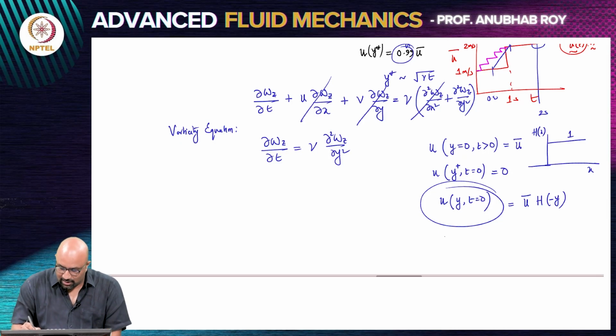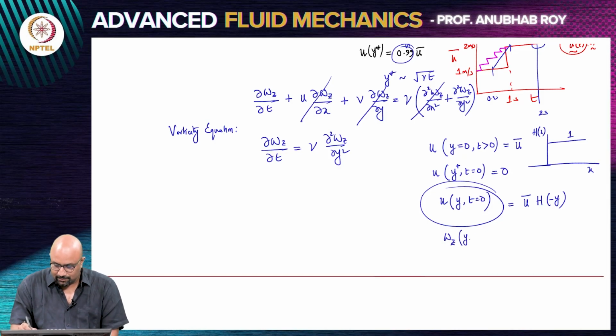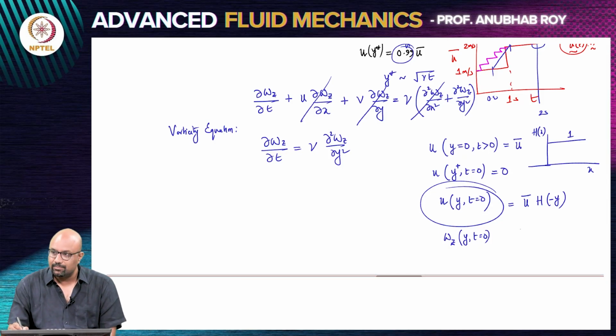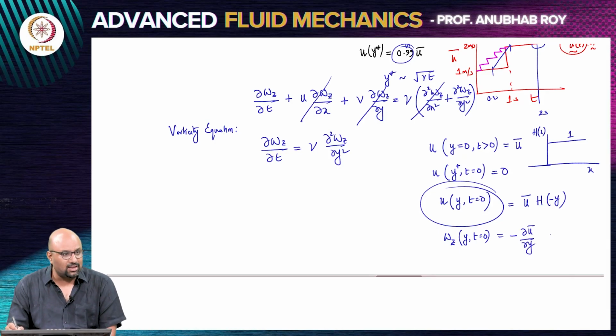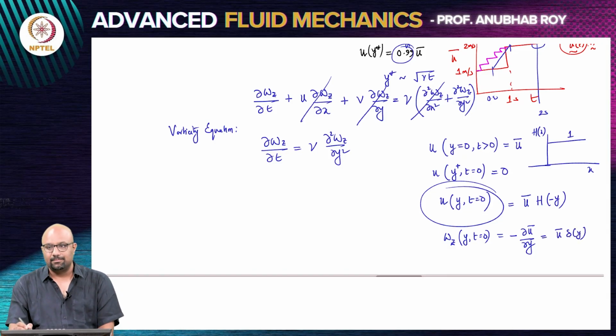Now if you want to write down the vorticity corresponding to this, ω_z of y at t equals 0, you will write this as minus ∂u bar/∂y. There is no v in the problem. So you are just going to have minus ∂u bar/∂y, which will be u bar, and the derivative of a Heaviside function will be a Dirac delta function. So the initial vorticity that you have in the problem is basically a Dirac delta function.